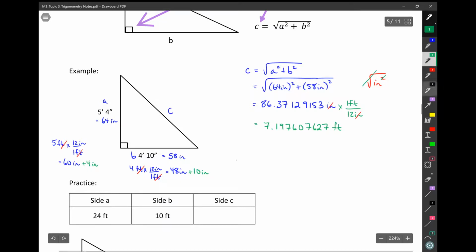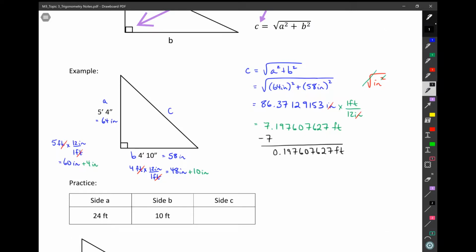So I want to know the whole number of feet. So I'm going to subtract off 7 because that's my whole number of feet. And I'm left with this portion of feet. So in my calculator, I had the 7.197, so on. I'm going to subtract 7, press equal. So this is how many feet I now have, and I want to turn that into inches. Okay, so now I'm going to multiply by 12.